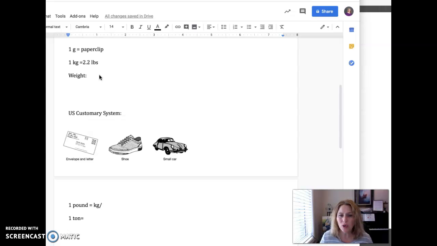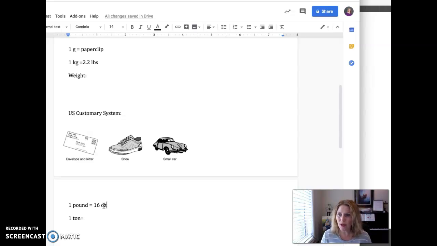So if I was going to weigh maybe a letter, I was going to send a letter in the mail, it's not going to be pounds, right? So we can maybe talk about that in grams, or a part of a pound, and we sometimes talk about that as ounces. And so 1 pound is 16 ounces.